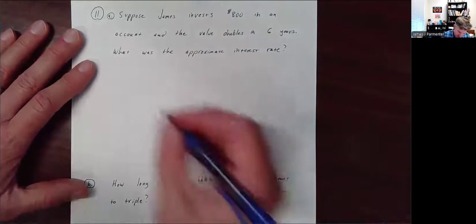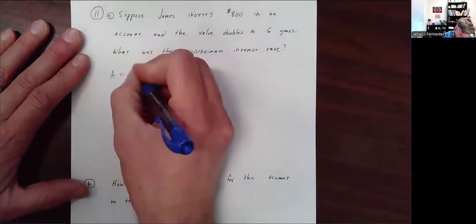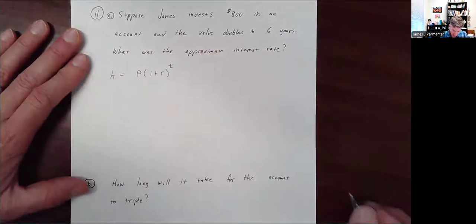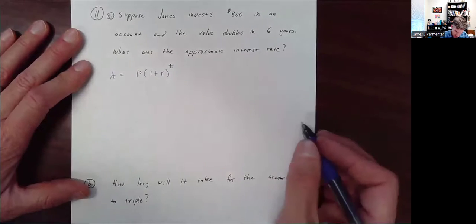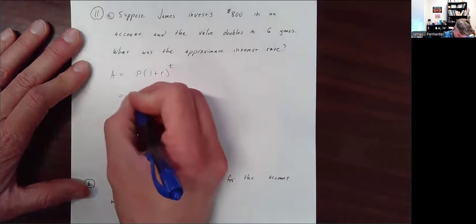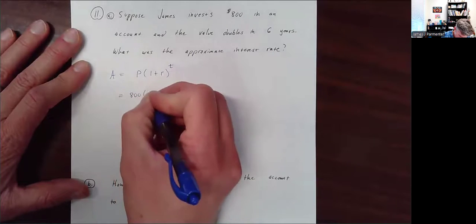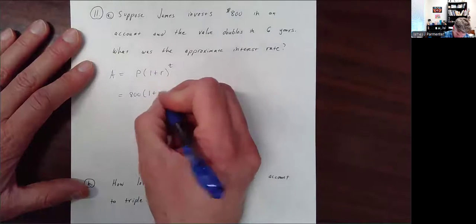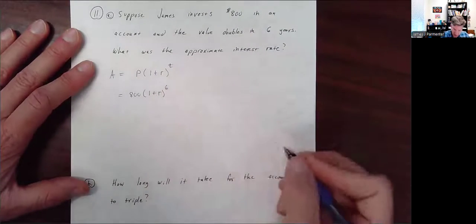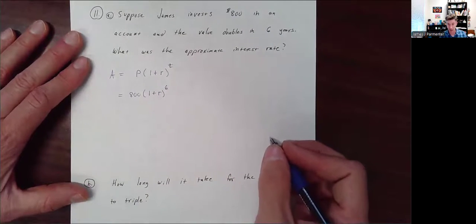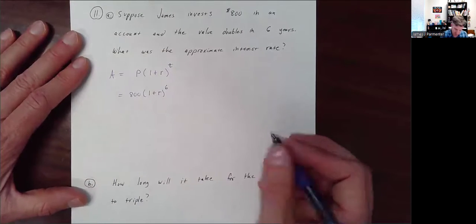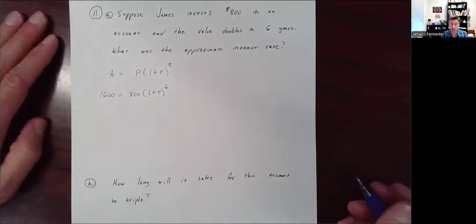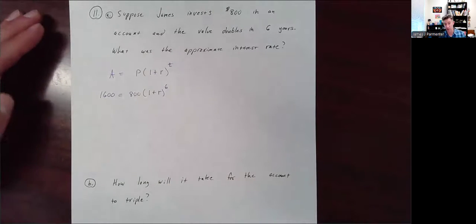So now, same equation. A equals P times 1 plus r to the t. The amount I invest is $800, so that's my principal. I don't know what the interest rate is, so that's going to be my variable. I know the time it takes is 6 years, and the amount I'll have after 6 years is double what I started with. So double 800, 1600. So again, we should always be able to fill in essentially every piece of information except for one thing that we're going to solve for.